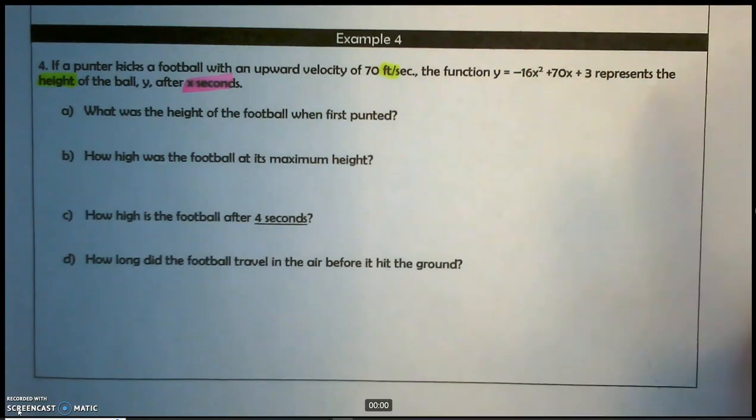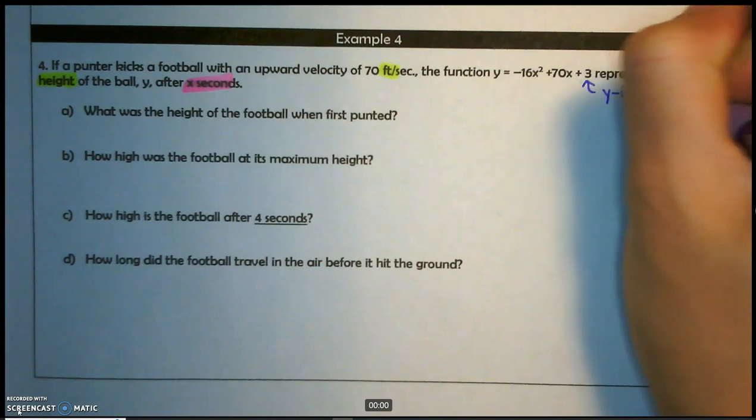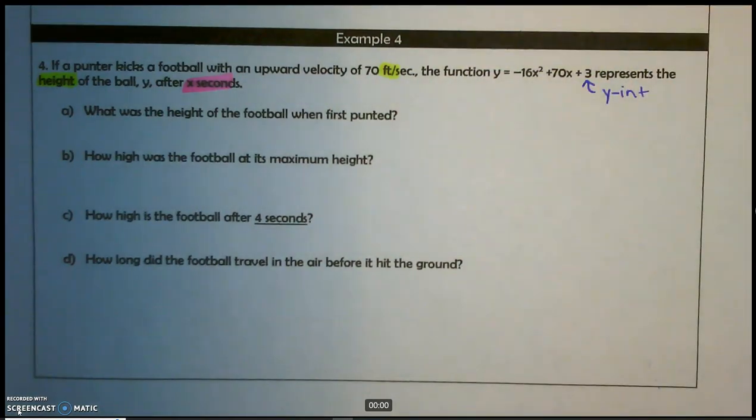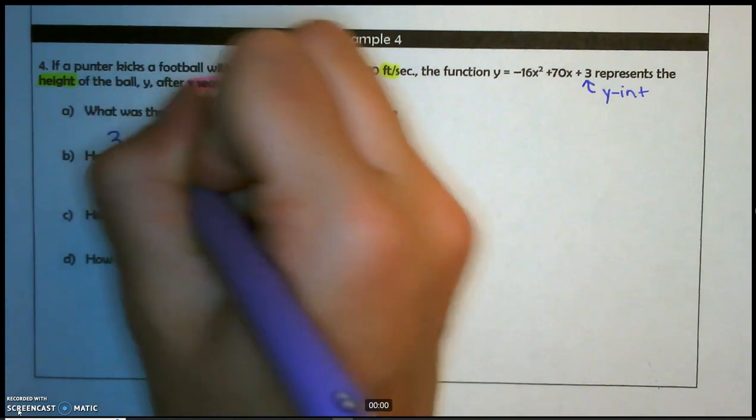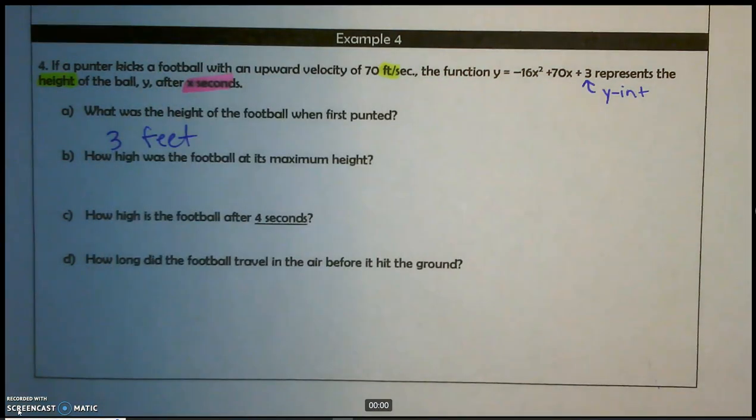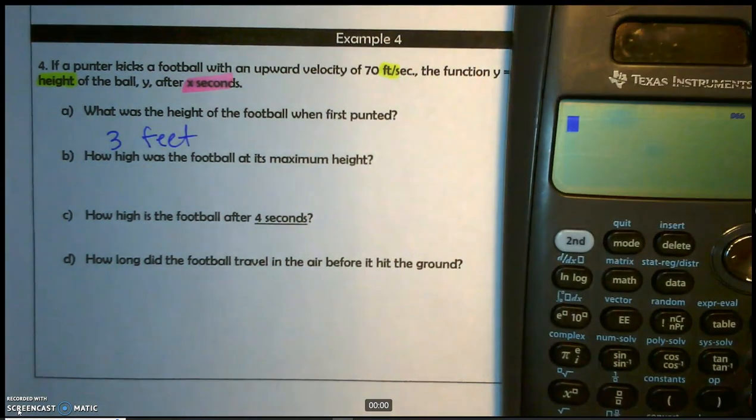Look at the C value. That could tell us your initial height. Really, it's your y-intercept. So it looks like the initial height is 3 feet off the ground. Another way you could find this value is by making the table.